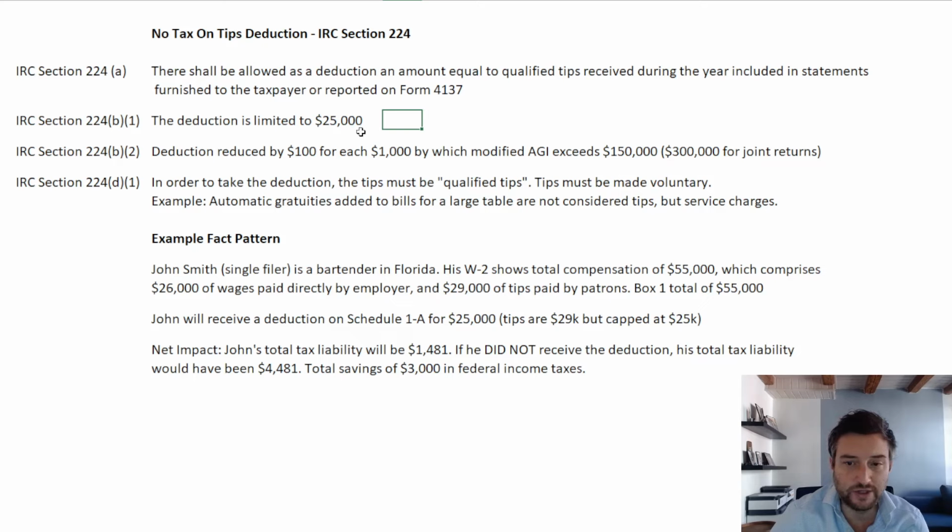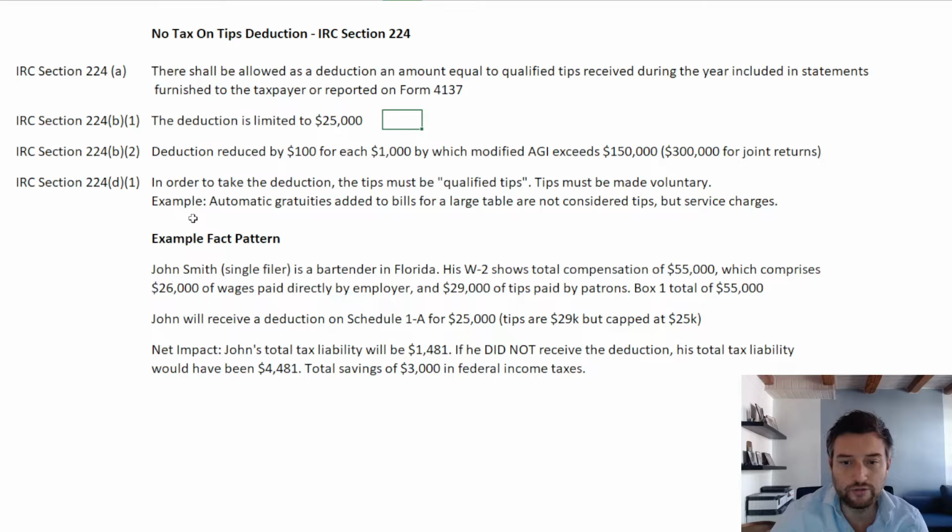And then the other limitation is the phase out, right? So if your income exceeds certain thresholds, so if your modified AGI exceeds 150K if you're a single filer, or 300K for married filing joint returns, there's a phase out that applies here. So you have to reduce the deduction by $100 for every $1,000 that your modified AGI exceeds that relevant threshold.